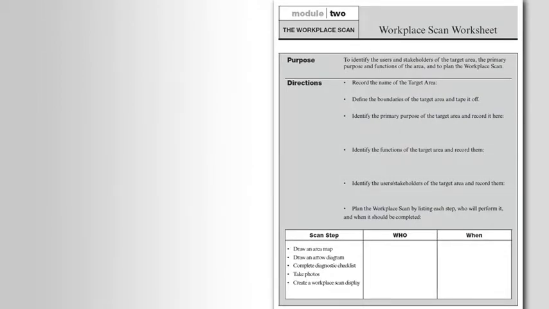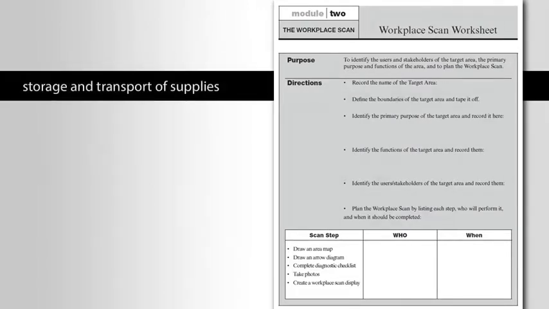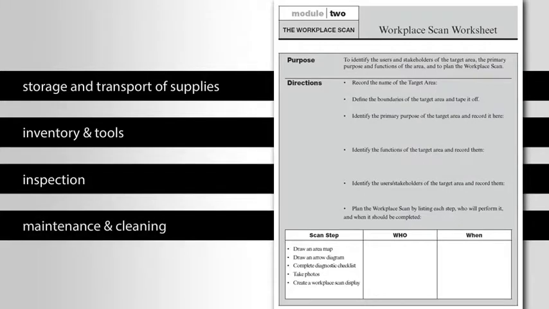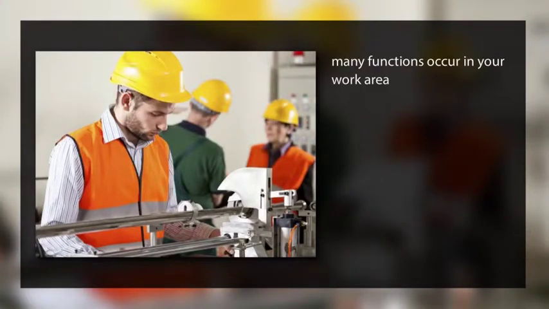In addition to the primary production functions, remember to include others, such as storage and transport of supplies, inventory, and tools, inspection, maintenance, and cleaning. You may be surprised at how many functions actually occur in your work area.